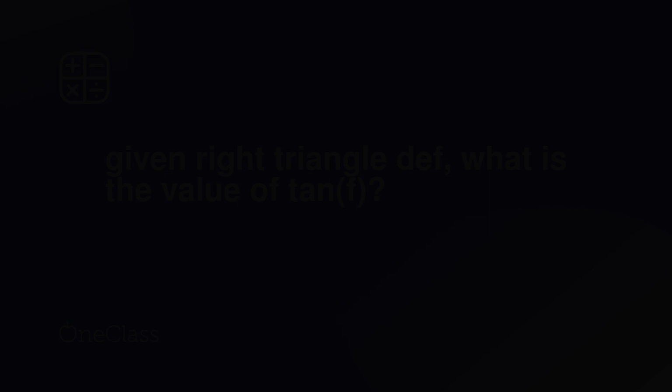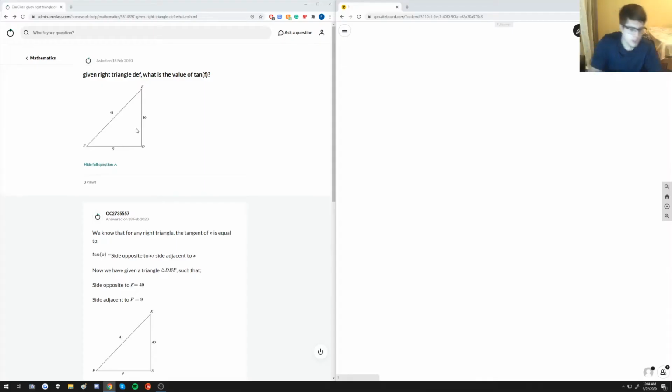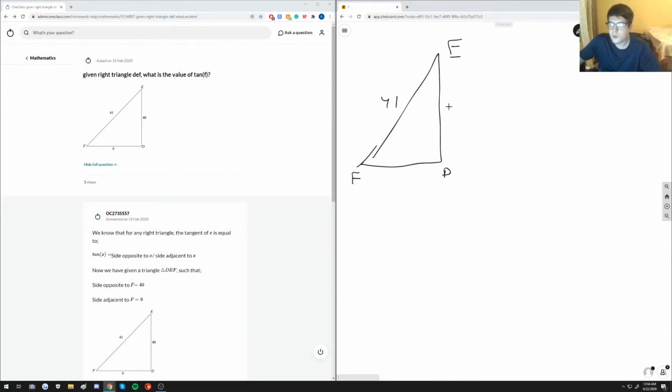Let's move on to the next question here. Given a right triangle, what is the value of tangent of f? So let's draw this right triangle in our notebook here. We have f, d, and e. I apologize for that e. Okay, and then the sides are 41, 40, and 9.